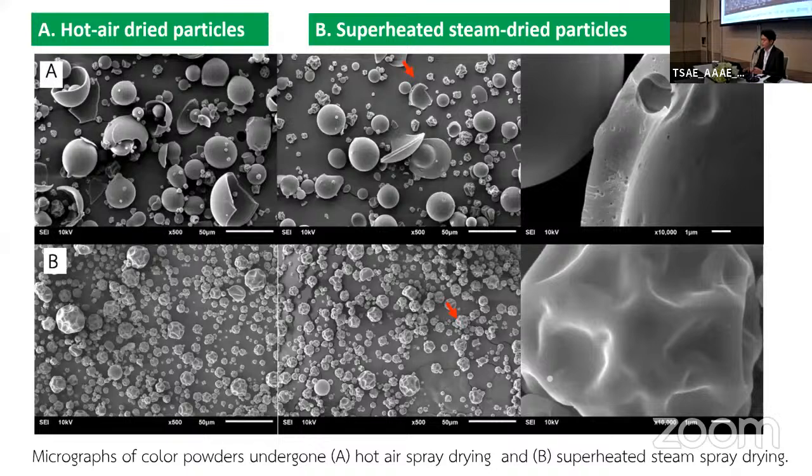This slide shows the differences between hot air and superheated steam dried particle morphology at 500 times and 10,000 times magnification. Micrographs reveal that hot air dried particles were mostly large, balloon-like spherical shapes featuring a smoother surface as well as a broken shell. Steam-dried color powder, on the other hand, was mostly small with a highly wrinkled surface.